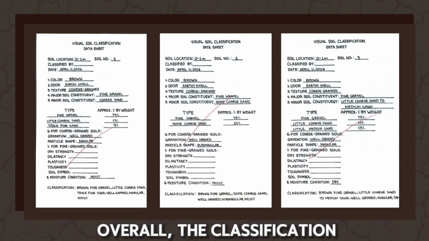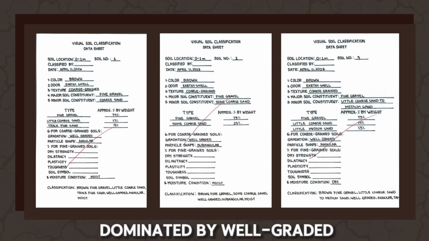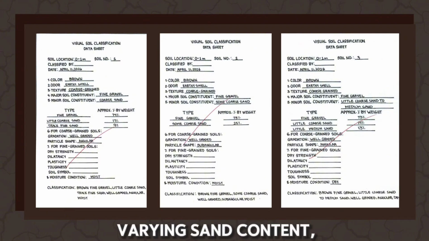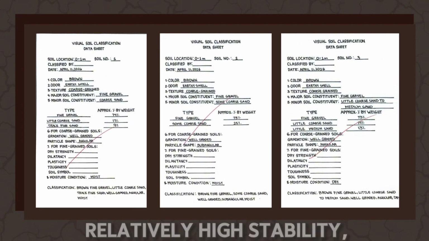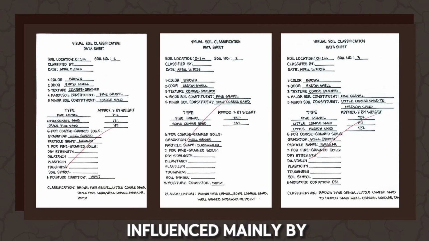Overall, the classification results show that the area is dominated by well-graded gravelly soil with varying sand content, which suggests good drainage characteristics and relatively high stability, with engineering behavior influenced mainly by moisture condition and particle shape.